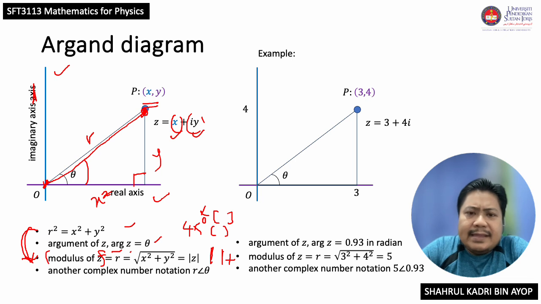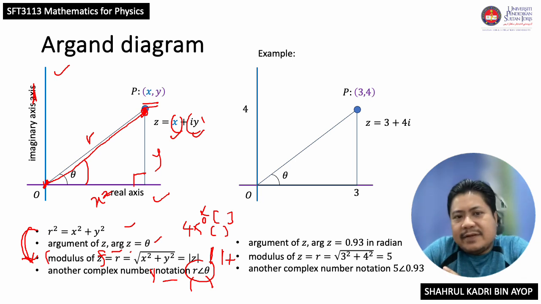For example, in the field of electronics, they usually use what we call angle notation. Angle notation is written as the modulus and the argument. This is the notation, and you may see this commonly in the electronics field.